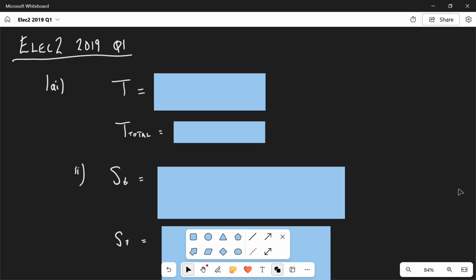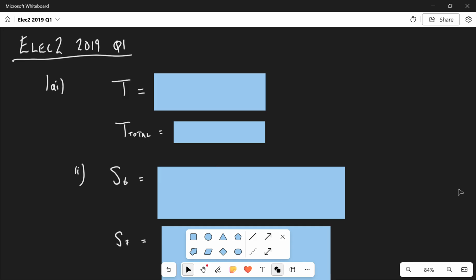ELEC2 2019 question 1. For question 1, part A, the state diagram for a sequence generator is shown in the diagram. The sequence is controlled by a 2 Hz clock. The sequence generator has been running for a while. How long does it take to complete each cycle of the main sequence?